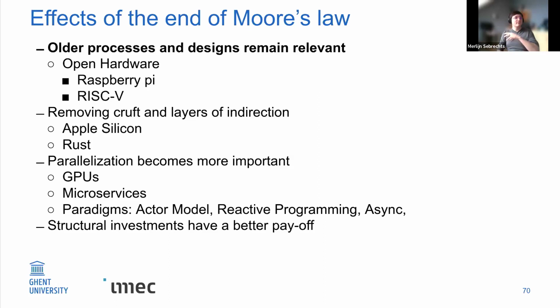There's a bunch of other things that are becoming much more important, like parallelization. That's why we see so much more usage of GPUs. That's why we see the microservice paradigms take off. That's why we see actor model and reactive programming take off. But one of the other effects of the end of Moore's law is that open hardware will also start to take off.